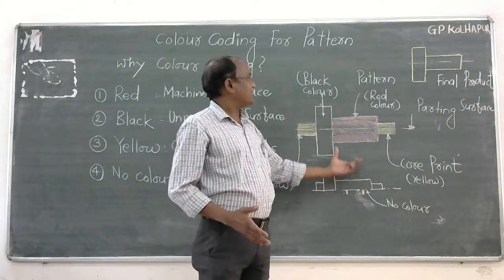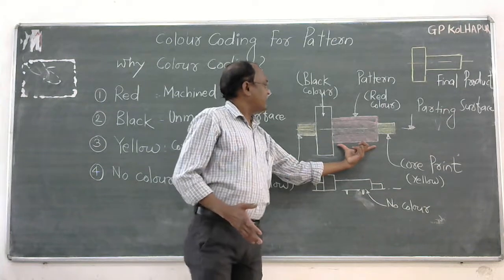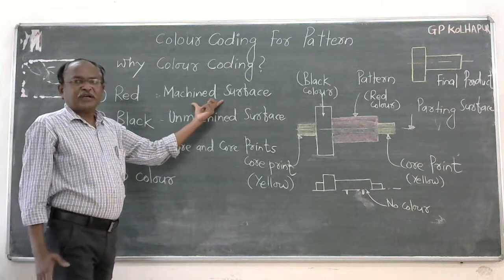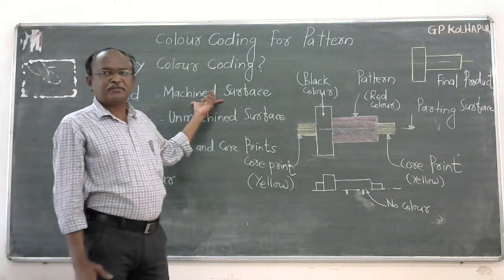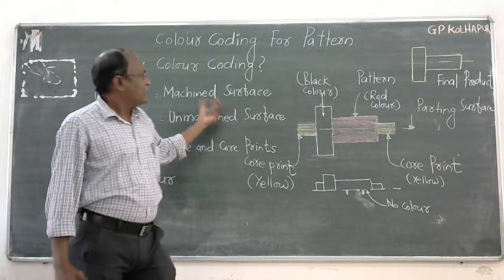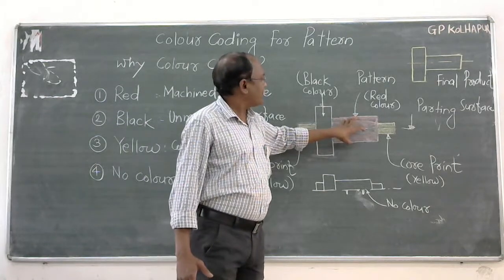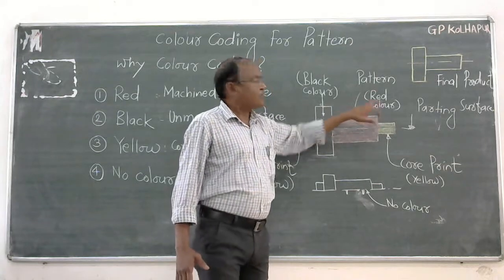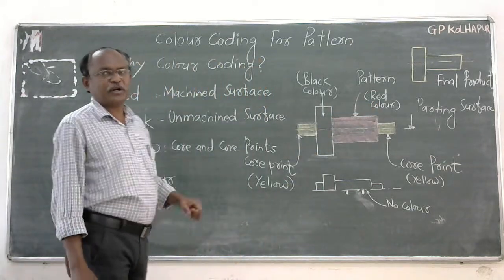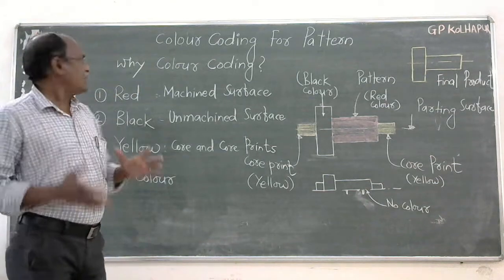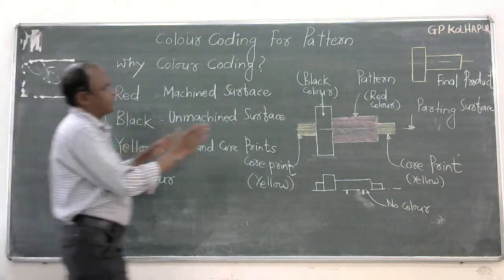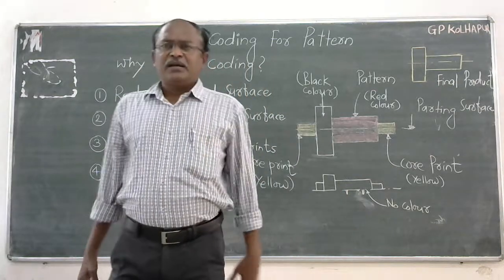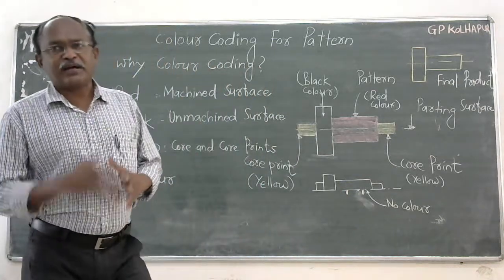For different purposes means if red color is there, this particular portion will require machining. You may carry out a milling, shaping, planing or turning operation on this surface. That's why it is marked, coded, with red color. So that is the machined surface. If red color is applied on the pattern, that surface indicates that machining will be required on it.